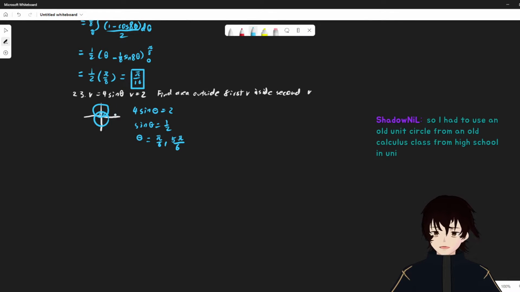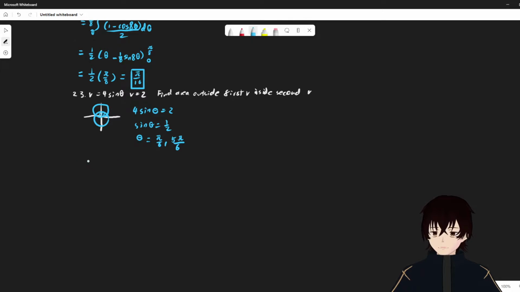But since we know... Okay. Plug in a random number. How about pi over 2? Plug in pi over 2, we get 4. So it kind of goes this way. I think we can do this. 2 times our integral, which is from 0 to pi over 6, of 4 sine theta squared minus 2 squared.